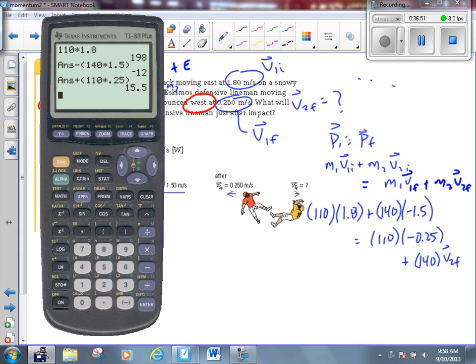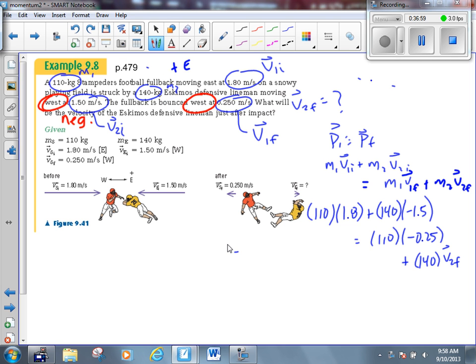Now all I'm left with on the right-hand side is the 140 v2f. Let's divide that by 140, and I get 0.111. v2f is 0.111 meters per second. And it came out to be a positive value, so that means it should be to the east. Is that okay? Brayden, does that make sense? Good?